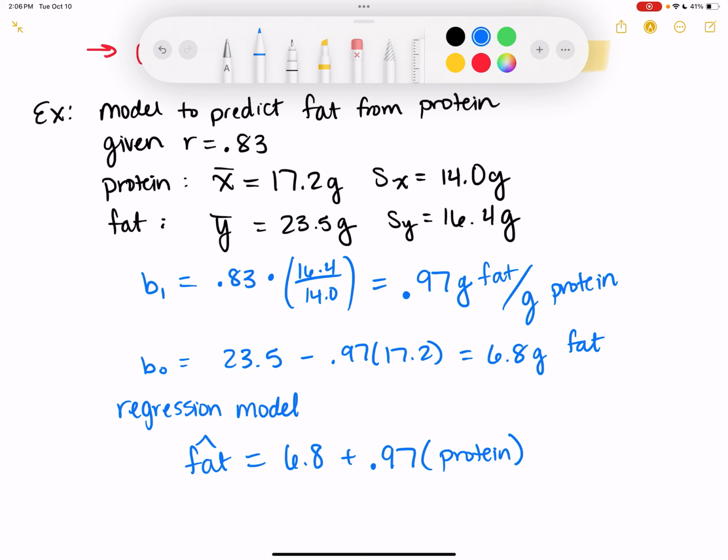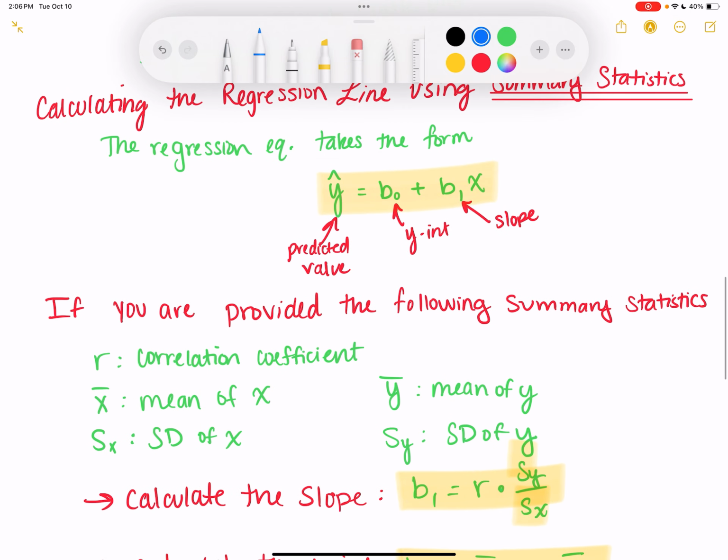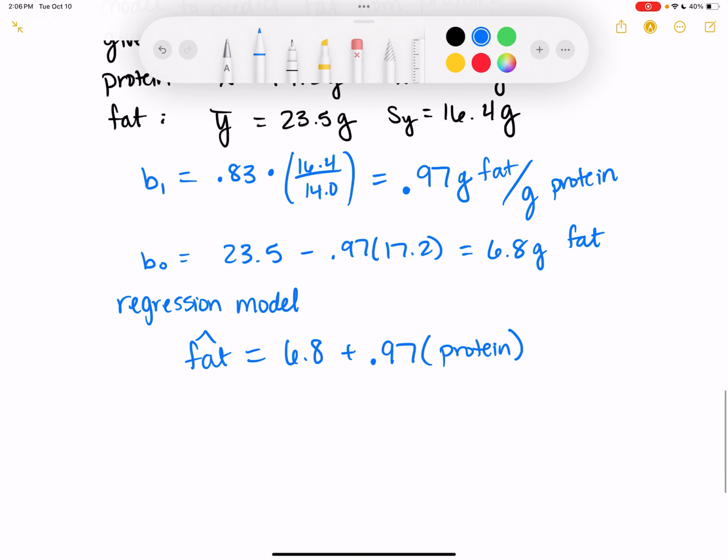You look confused. I've never seen words in a math thing like that. Why is fat under a hat? Because the predicted value goes under a hat, and I'm trying to predict fat from protein. I see.